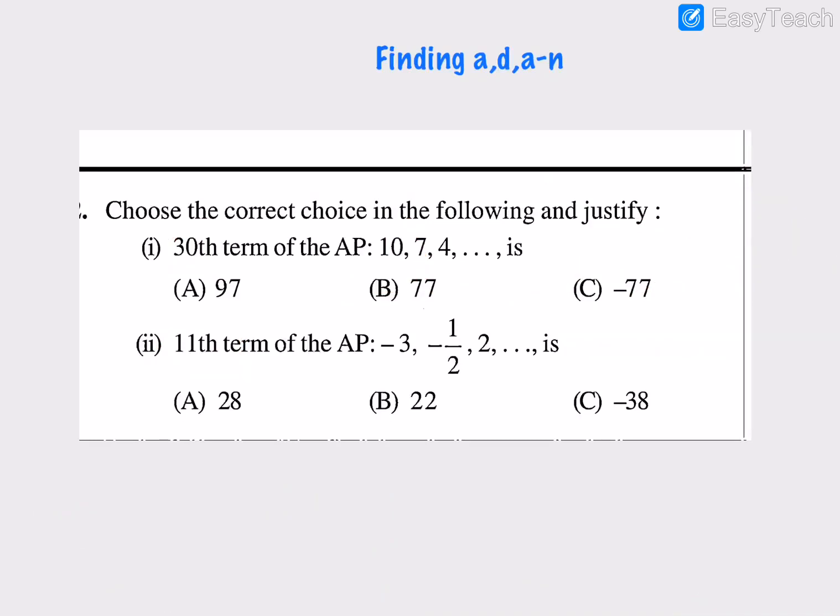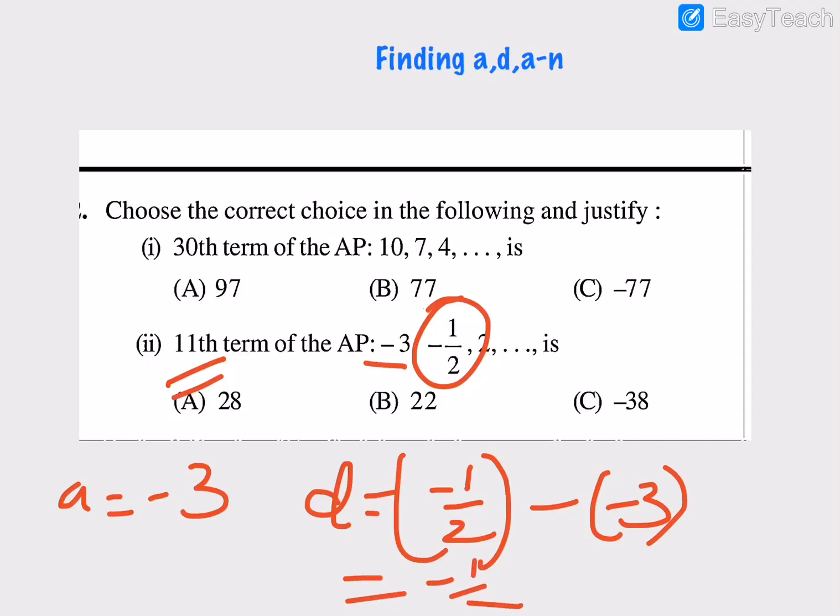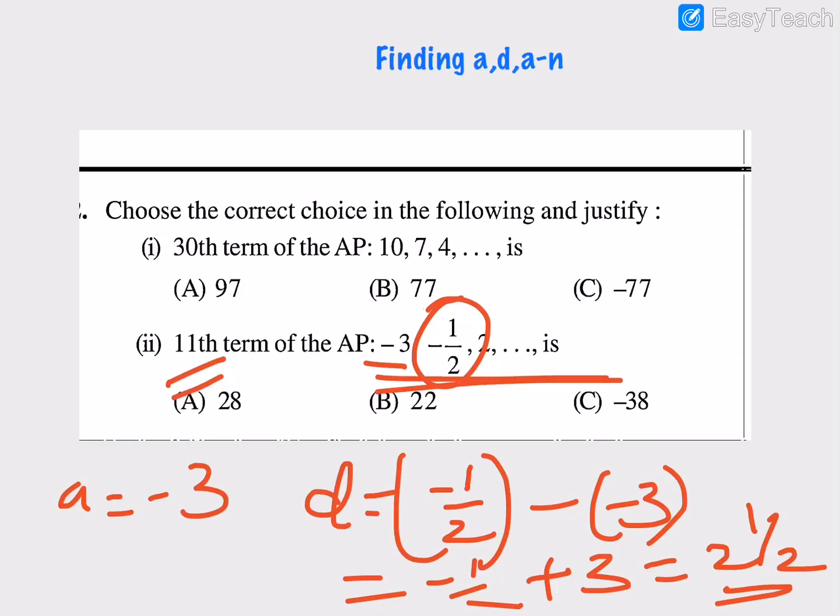In a similar manner, you can find the 11th term also, a plus 10d. In this one, a is equal to negative 3, and if you want d, that is second term minus first term, that is minus 1 by 2 minus negative 3. So that becomes minus 1 by 2 plus 3, that is 2.5. This is a positive value, that's why the series value is increasing.